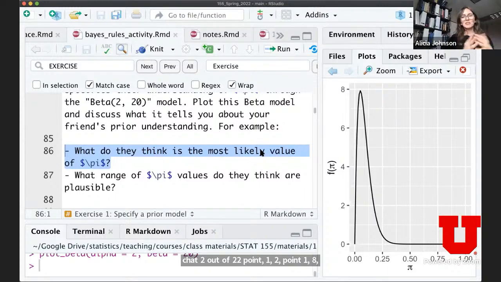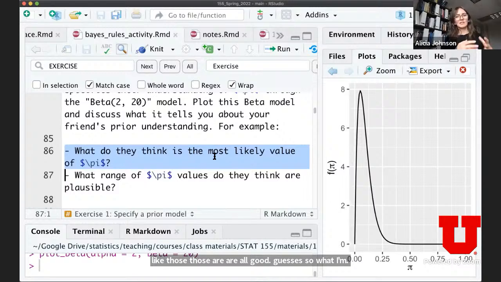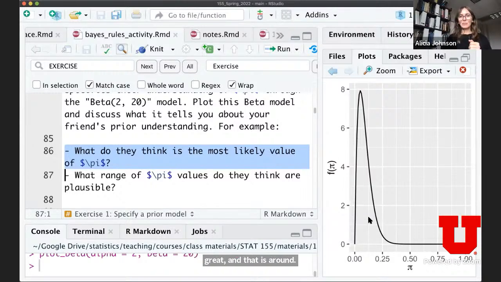Yeah, those are all good guesses. What I mean here by the most likely value of pi is, what is their best guess, or what do they think it's around? And these answers, 2 out of 22, 0.12, 0.18, are all relatively close to one another. If I look at where the spike of my prior model is, you can think of that as my best guess, and that is around 0.12-ish, a little bit lower maybe. Because the prior model is most focused at this area a little bit below 0.12, that's where they think pi is. Or if I translate it to the context, they think that maybe around 10-12% of people believe in climate change.